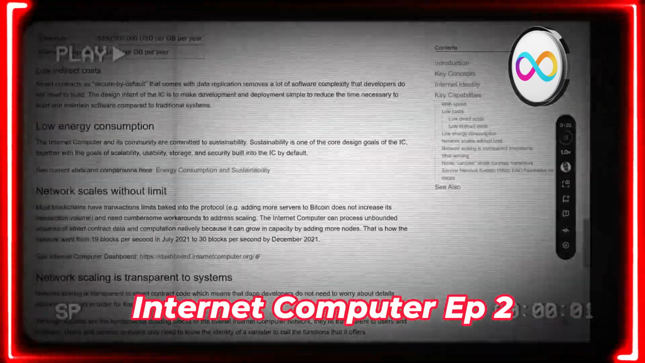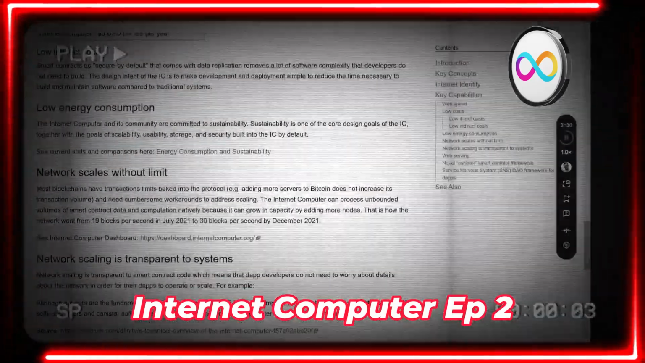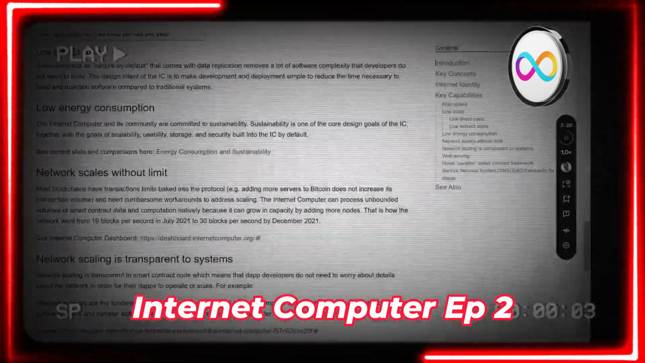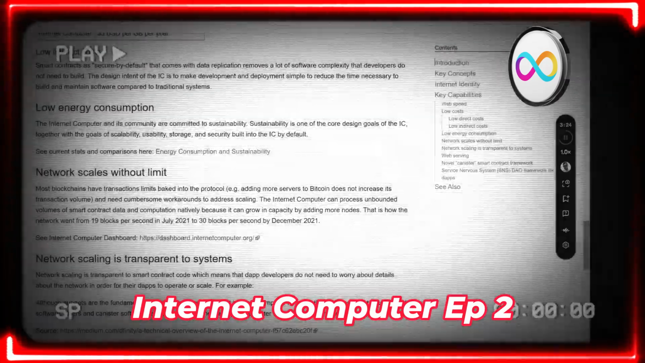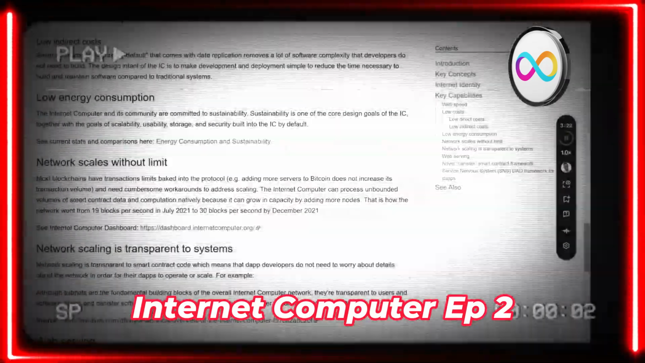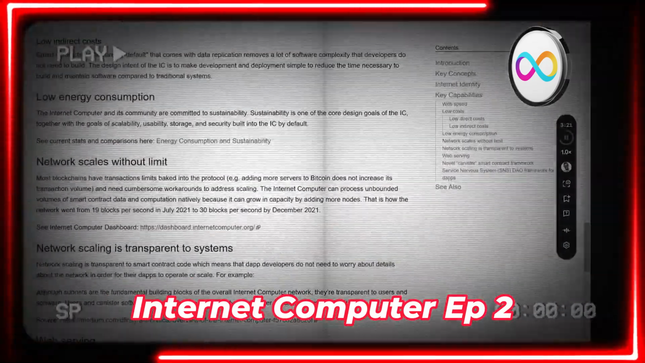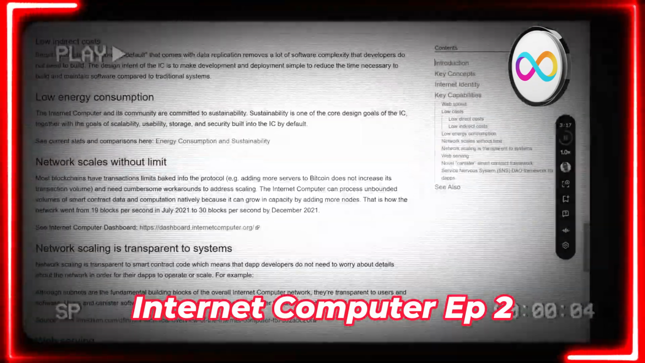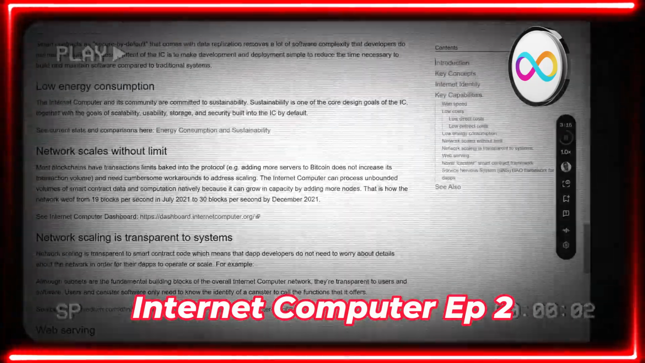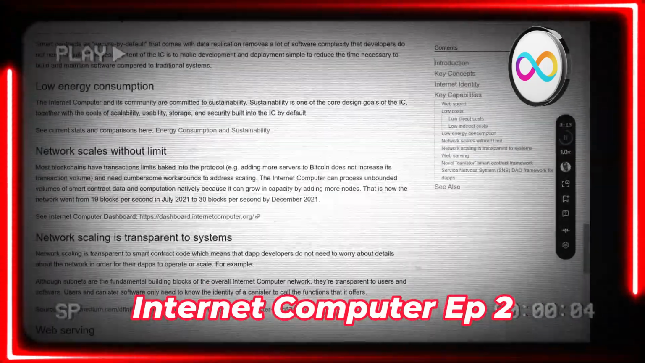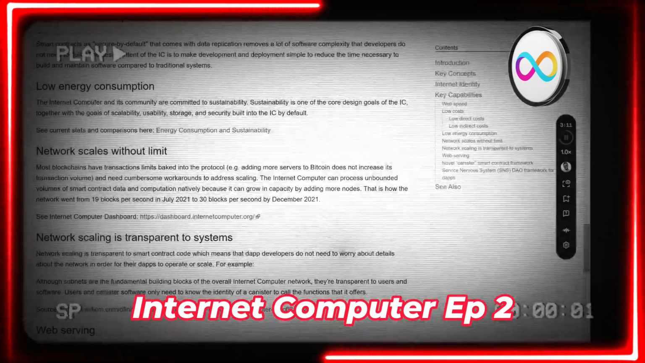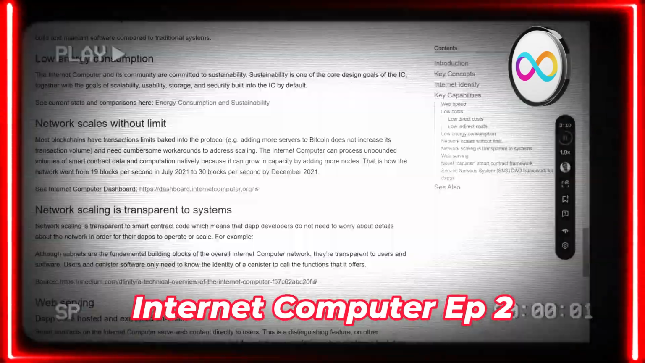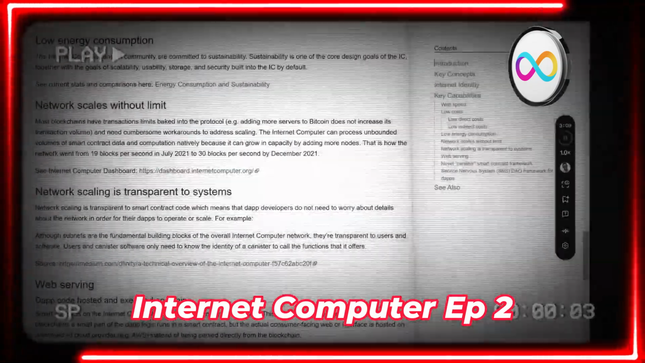Network scales without limit. Most blockchains have transaction limits baked into the protocol. For example, adding more servers to Bitcoin does not increase its transaction volume, and it needs cumbersome workarounds to address scaling. The Internet Computer can process unbounded volumes of smart contract data and computation natively, because it can grow in capacity by adding more nodes. That is how the network went from 19 blocks per second in July 2021 to 30 blocks per second by December 2021. See Internet Computer Dashboard, dashboard.internetcomputer.org.